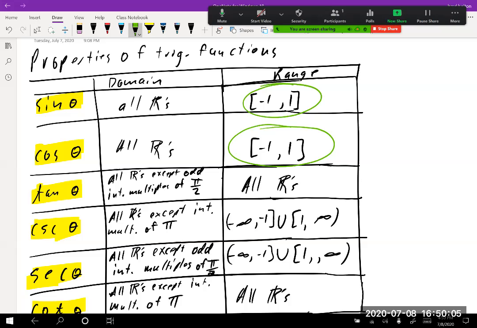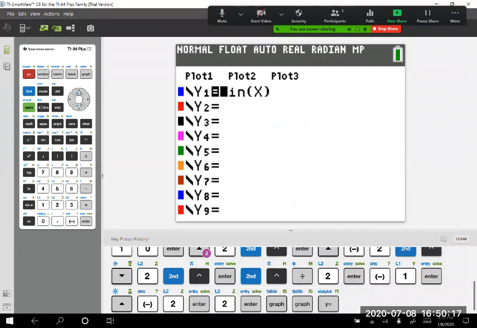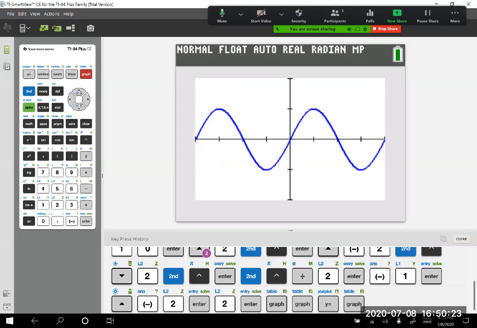We'll talk about why that is in a second. The range of tangent is all reals. What I'd like to do real quick is show you what this is talking about. I'm going to show you a graph. So I have y equals sine of x, and I'm just going to graph this. And that's what the sine function looks like.